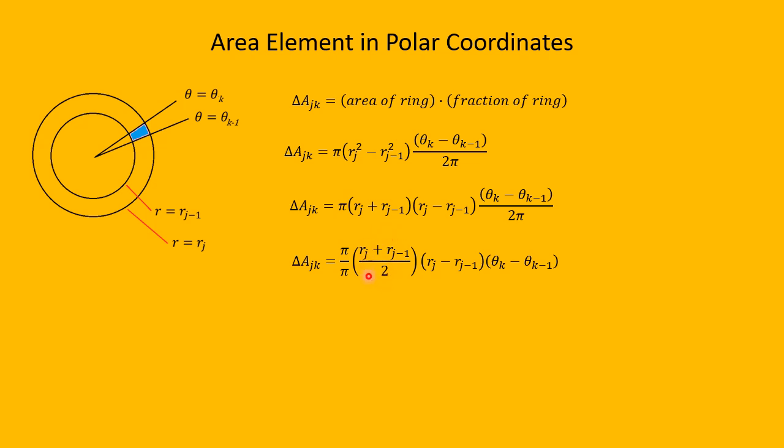Now, let's look at this factor. It's just the average of r sub j and r sub j minus 1. Why don't we call that r sub j star? So we have 1, and this is r sub j star. This difference in the r values we'll call delta r sub j. This difference in the theta values we'll call delta theta sub k. So then when we look at differentials, we can look at this as giving us dA is r times dr times d theta.